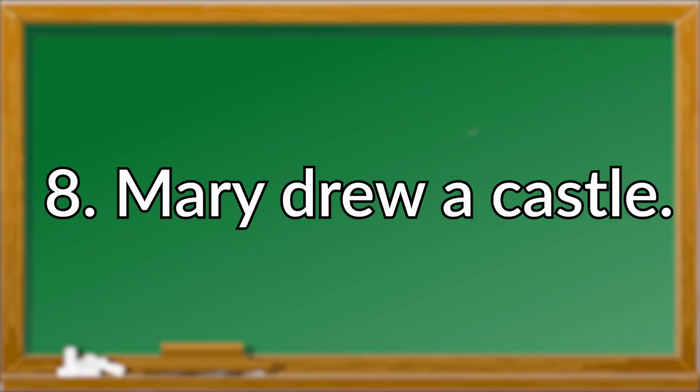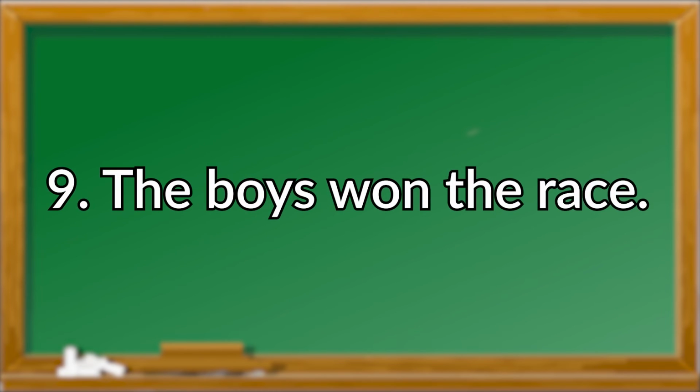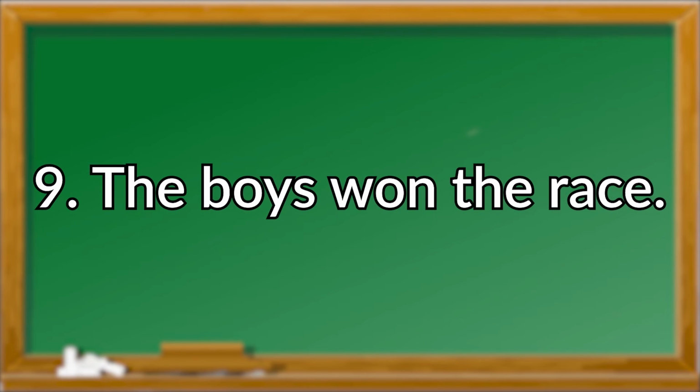The underlined words are drew a castle for a predicate. In number 9, the boys won the race. The boys won the race. The underlined words are won the race. That's the predicate.